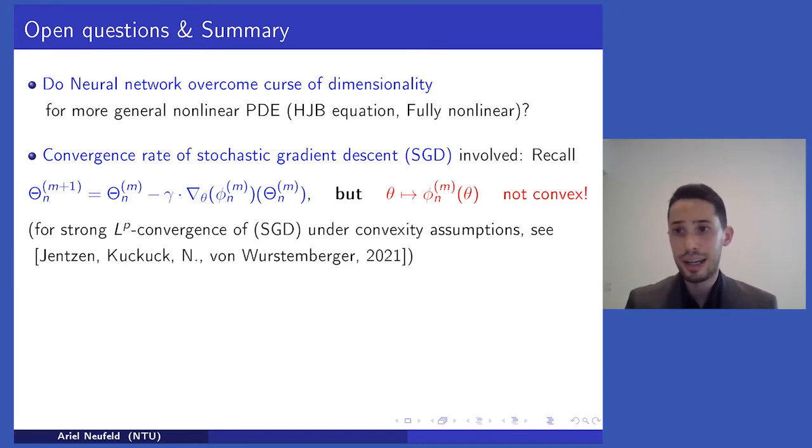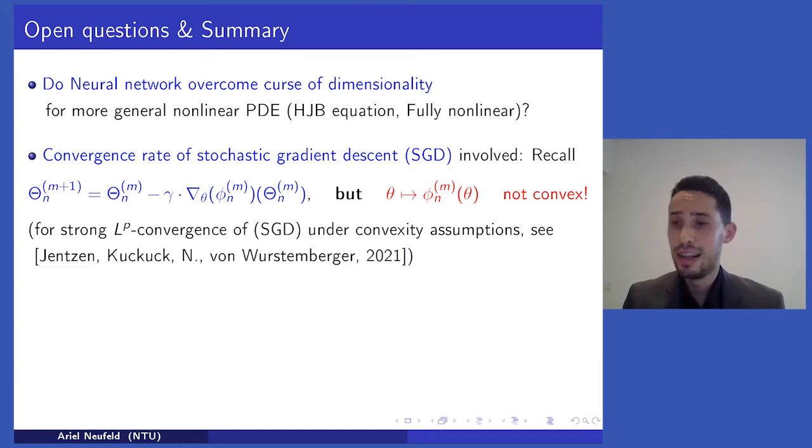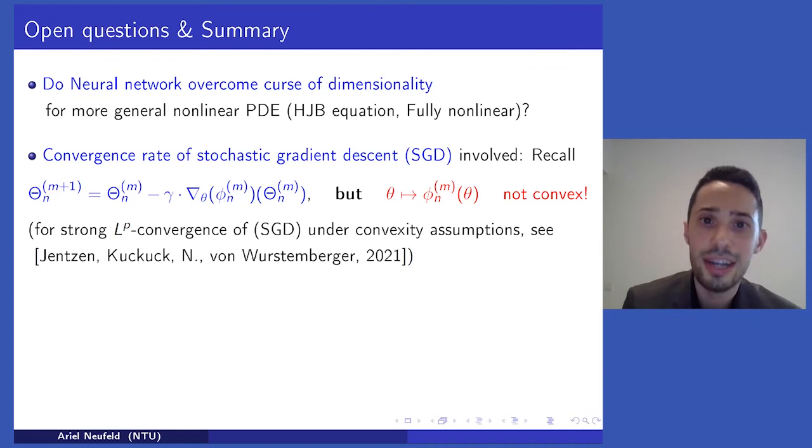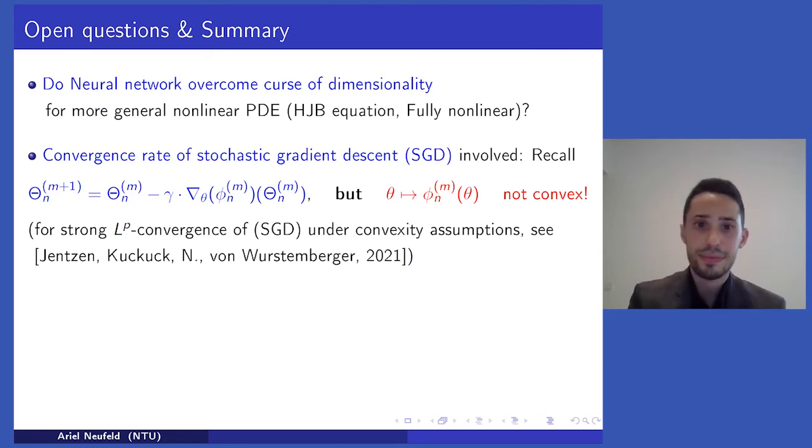And also, those of you coming from finance, if you want to involve model uncertainty, for example volatility uncertainty, the corresponding PDE even becomes fully nonlinear, not only semilinear, because you also have nonlinearity in the second derivative. So of course, the question is, can we also prove that neural networks can overcome the curse of dimensionality? So this is one thing.